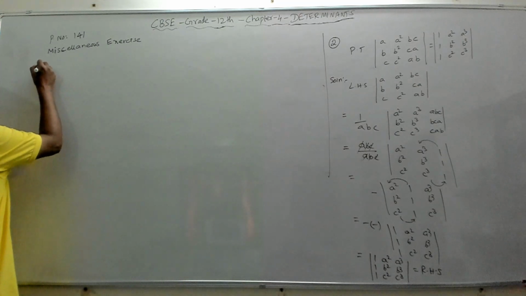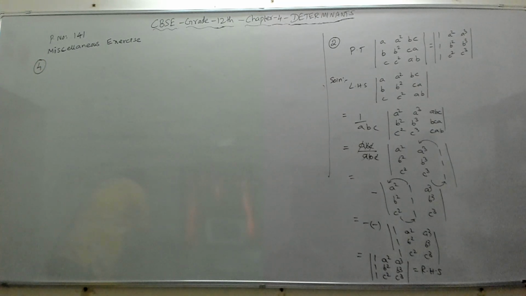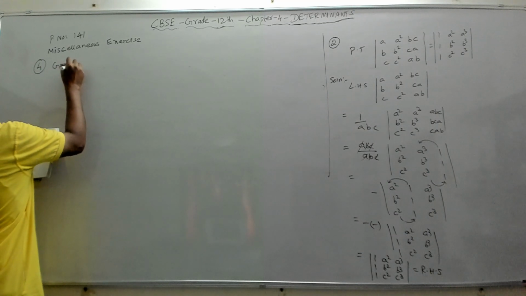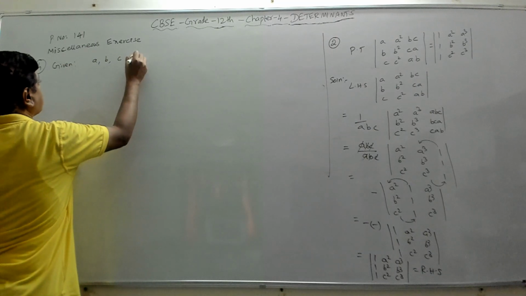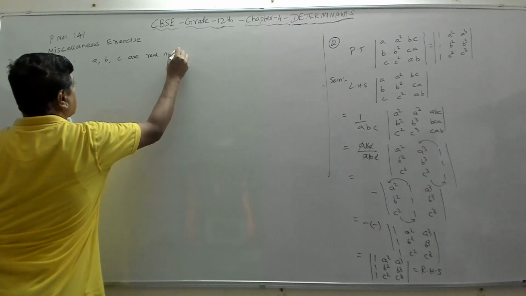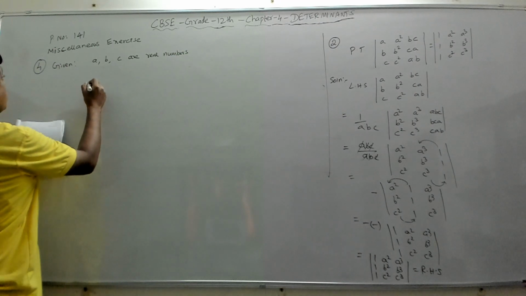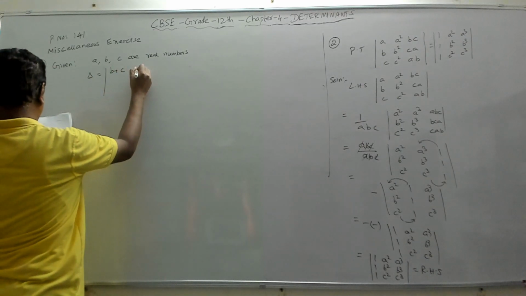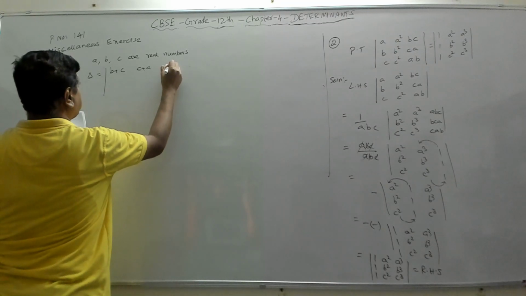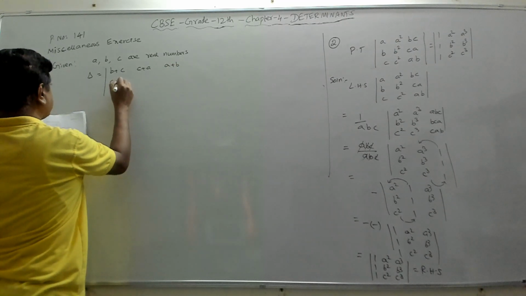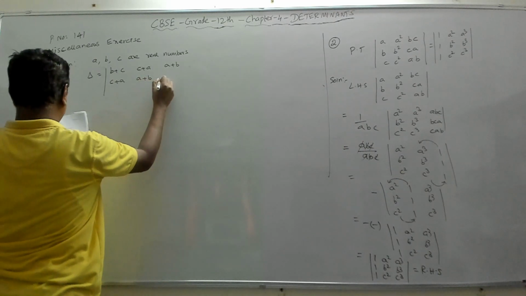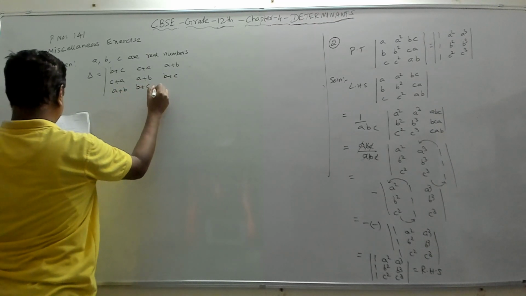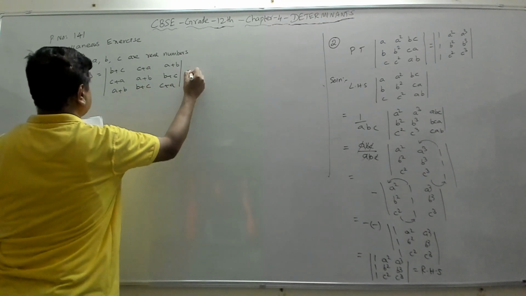So 4th question is, we have to show that A, B, C are real numbers. So given is A, B, C are real numbers. And also they have said delta equal to 0. Delta which is equal to B plus C, C plus A, A plus B, again C plus A, A plus B, B plus C, A plus B, B plus C, and C plus A is equal to 0.